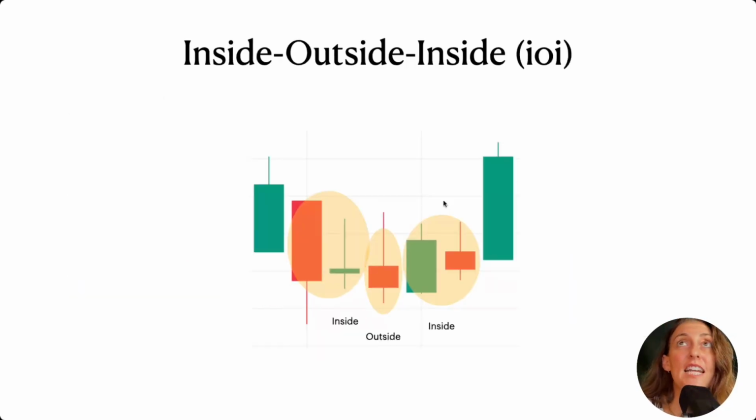Now, this is an inside outside inside bar. Okay. So let's go through what that means. That means that this green bar is inside this red bar. Okay. This red bar is outside of this green bar. So when you're calling it inside or outside, you're always looking at how it is in reference to the prior bar. So this one is inside of that one.